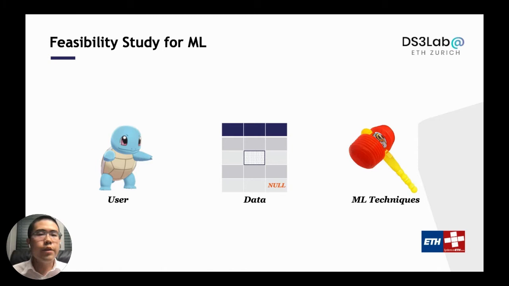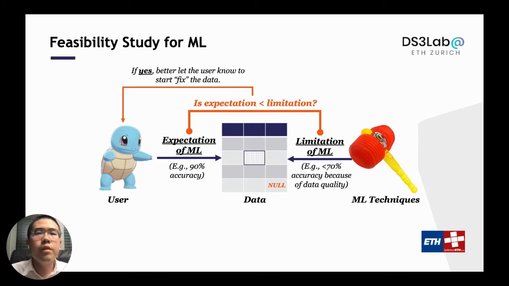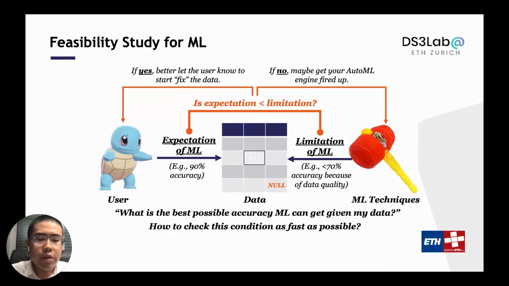These three different players interact in two ways. The user comes in with some expectation of what she thinks machine learning can do. For example, she thinks, I really want to get 90% accuracy on this piece of data. On the other hand, machine learning technology also comes in with a limitation. For example, there's no way you can get accuracy higher than 70% because of your data quality issues. One thing we want to understand is whether this expectation is smaller than the limitation of machine learning. Because if the answer is yes, the user had better spend time fixing the data instead of firing up expensive AutoML runs. If the answer is no, maybe you should just do machine learning on this piece of data. So our goal is to understand how we can check this condition as fast as possible.